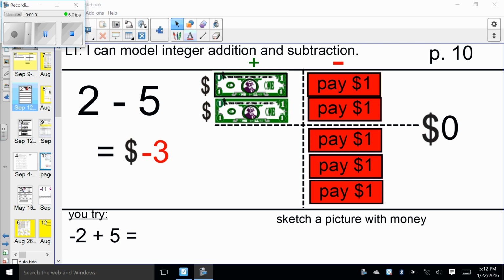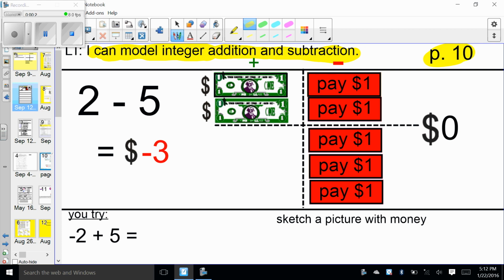Hey, seventh grade. So our learning target today is I can model integer addition and subtraction. So we've been talking about what integers are, so positive, negative, whole numbers. But what we're gonna do today is we're gonna talk about how we can model ways to add and subtract them. We'll be on page 10.